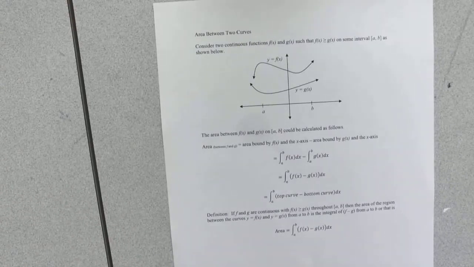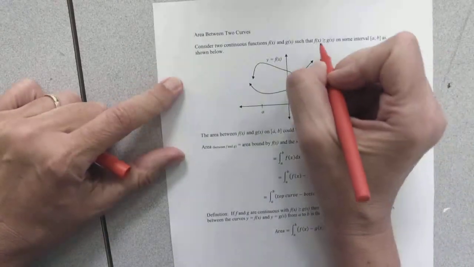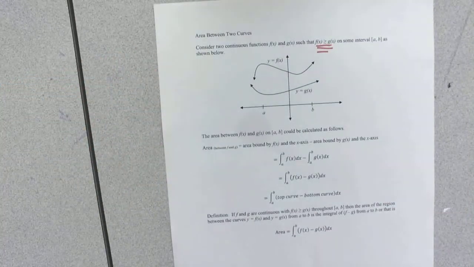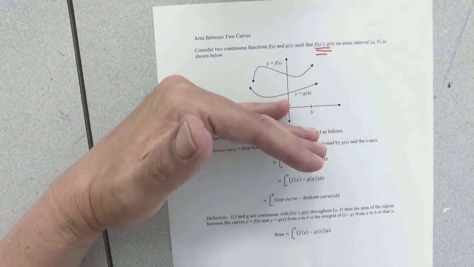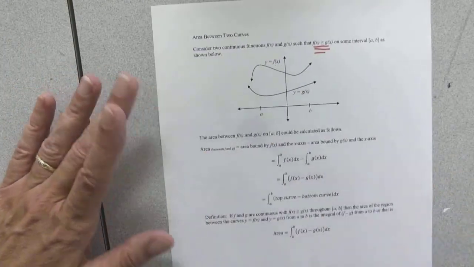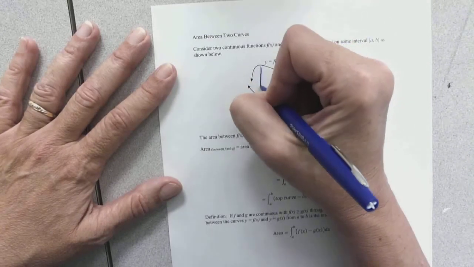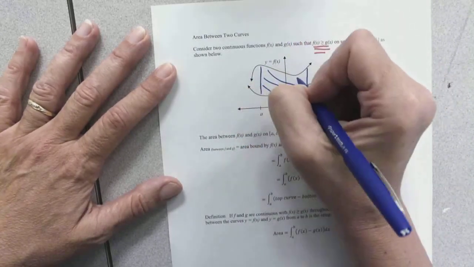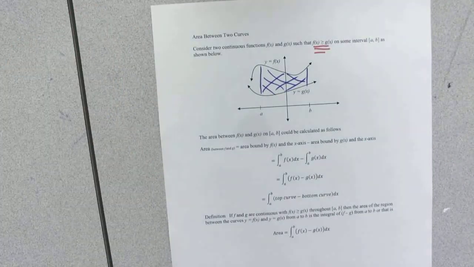Now, I happen to show the functions above the x-axis. They do not have to be above the x-axis. What is important is this relationship right here, that f of x is greater than or equal to g of x, that we basically have a top curve and a bottom curve. Doesn't matter where they are in relation to the x-axis, just that we have a top curve and a bottom curve. The area between f of x and g of x on a to b, so we're looking to calculate this region right here, we want to know what that area is, could be calculated as follows.